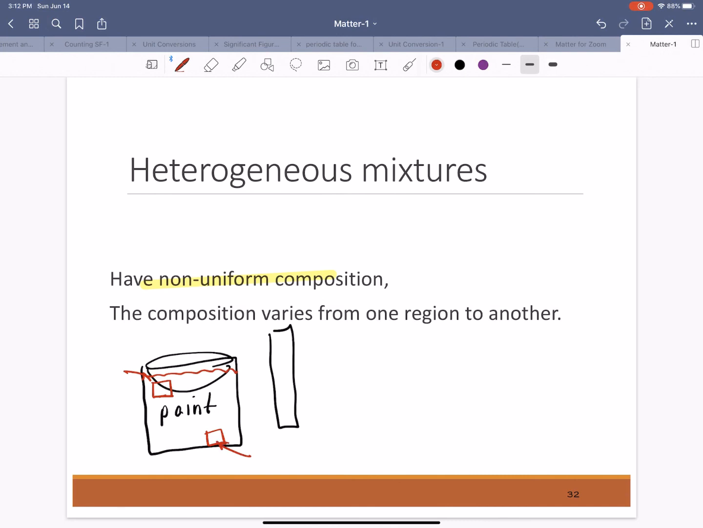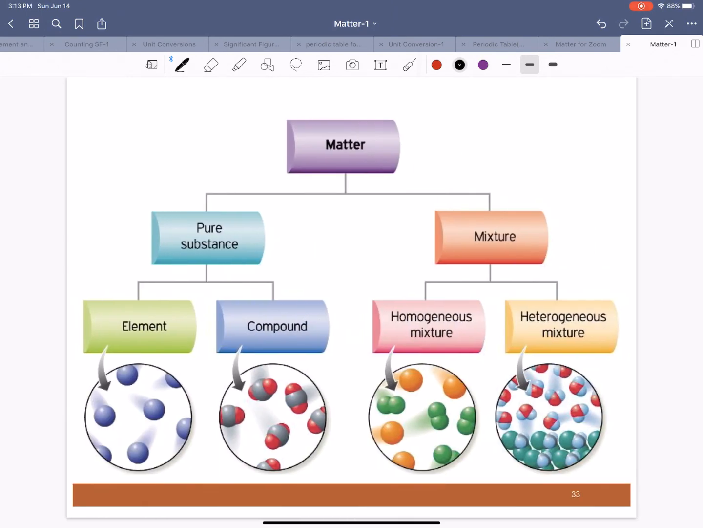Another example would be something like erythromycin, that pink medicine that you give kids when they have an ear infection. And you have to shake it up before you pour it out because it settles. So a heterogeneous mixture does not have the same composition throughout.